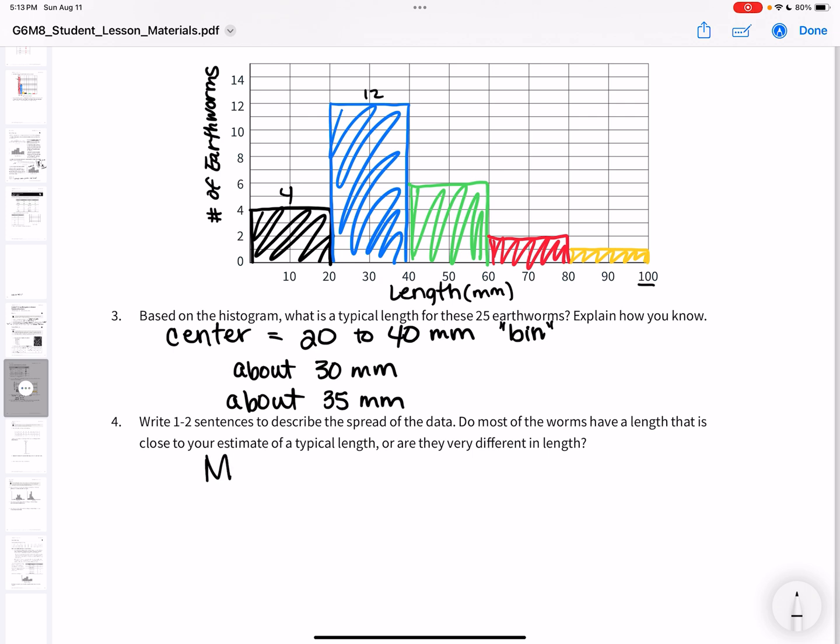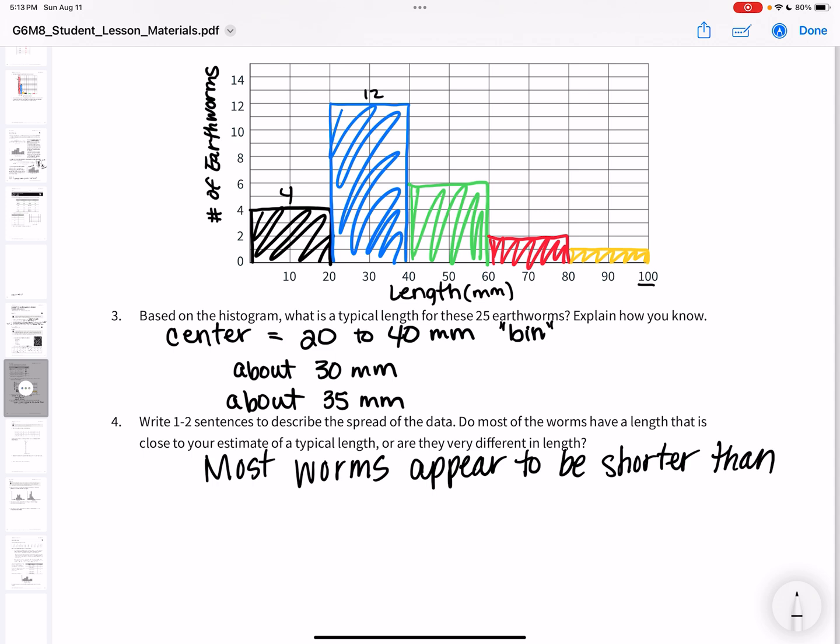So most worms appear to be shorter. Right? Because if we're looking at 35, that's somewhere between, that's like here, right? 35. And a lot of the worms are less than 35. But the majority of them, right, like here, the majority of them are grouped together, right?